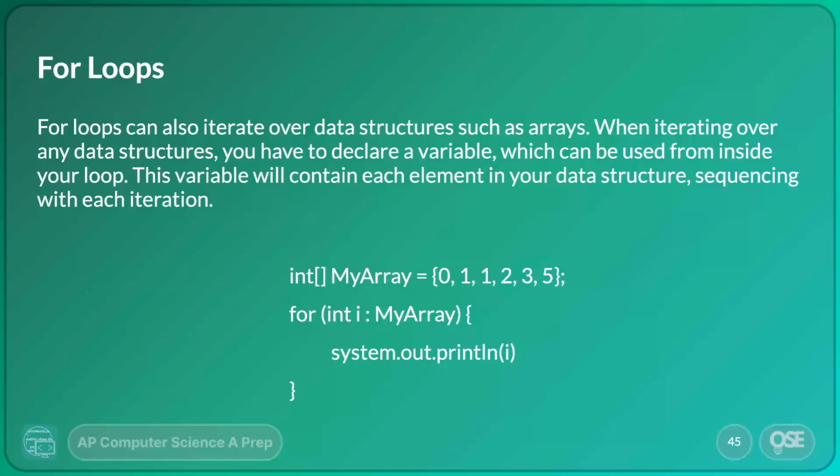Let's say, for example, we have an array that has the following values: 0, 1, 1, 2, 3, 5. If we have a for loop, we can declare it with int i, colon, myArray. The colon operator in this case declares that int i should iterate over each value in the array myArray. So in this case, this loop would print out 0, 1, 1, 2, 3, and 5, which is each of the elements in myArray.